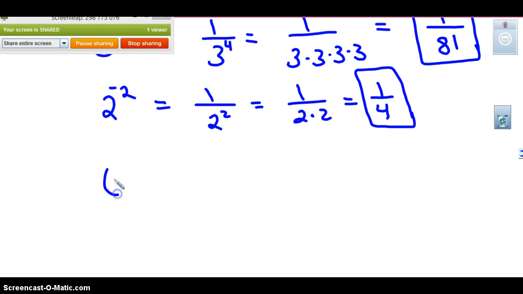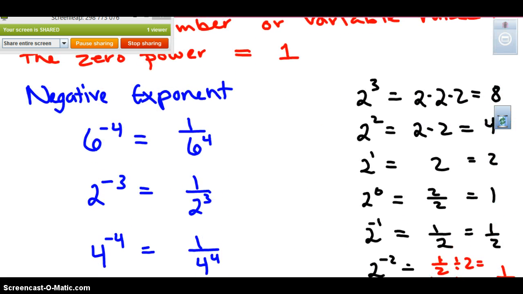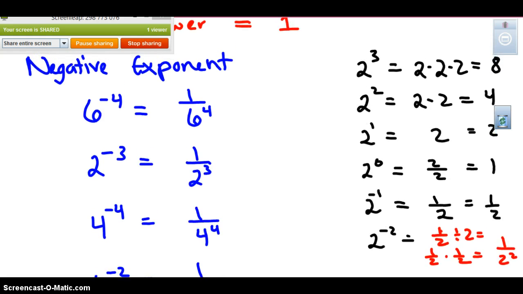Let's say you have this negative 7 to the 0 power. What would that equal? 1. Just to refresh the memory. So, can we write a rule for the negative exponent in words?